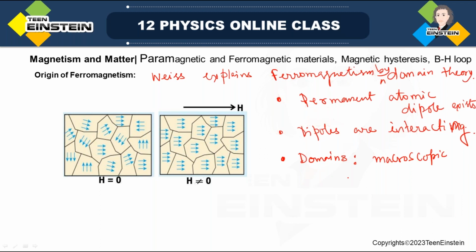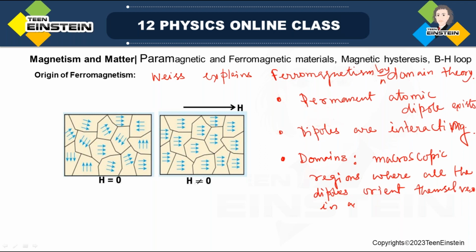These are actually macroscopic regions where all the spins, all the dipoles, orient themselves in a particular direction, or in the same direction.